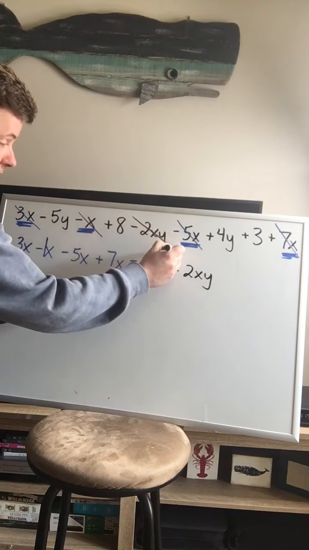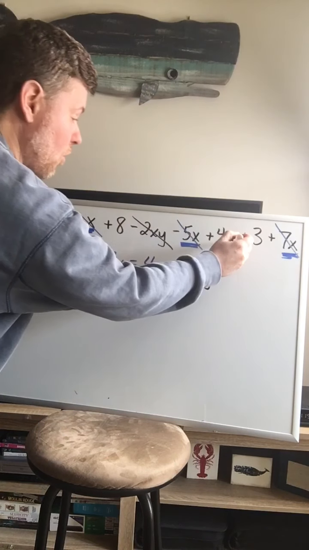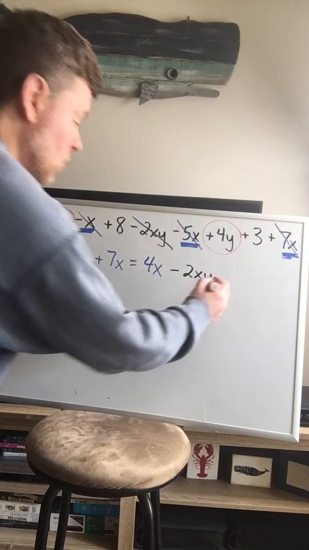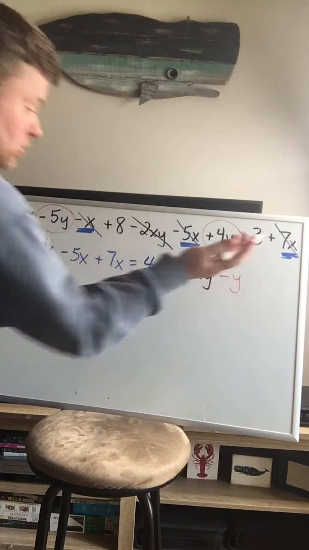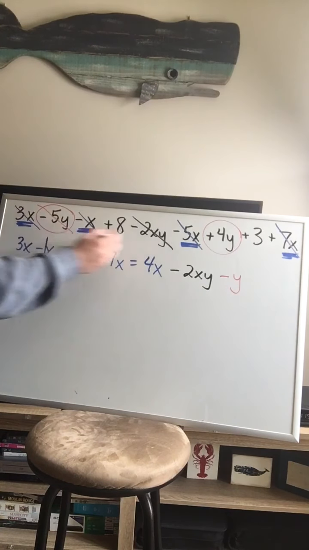Okay, so that's gone. Now I'm looking and I have some y's up there. I have a minus 5y. Remember, the minus goes with the 5. And then I have a 4y right there. So I can put those together. Negative 5y plus 4y will be negative 1y, and you can either write the minus 1 or just write minus y. Now those are gone.